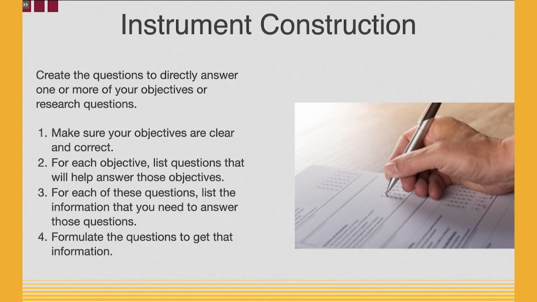And then for each of those objectives, you should list questions that will answer those objectives. And then for each of those questions, list the information that you need that will answer those questions. And then you can formulate the actual survey or interview questions to get that information that you need to answer or address your research questions or objectives. If this is a little bit confusing, you can go and look in the book. Kumar has a good little explanation about this on pages 188 and 189.